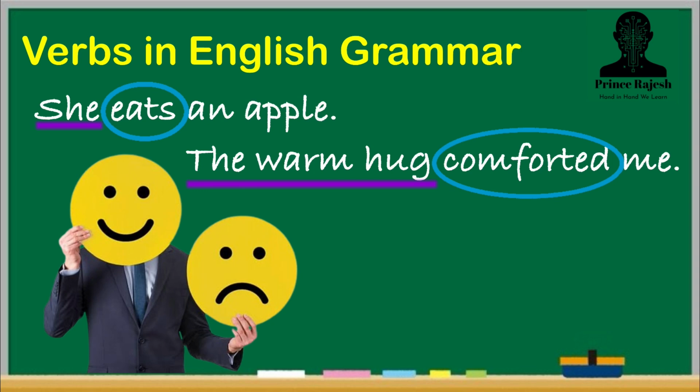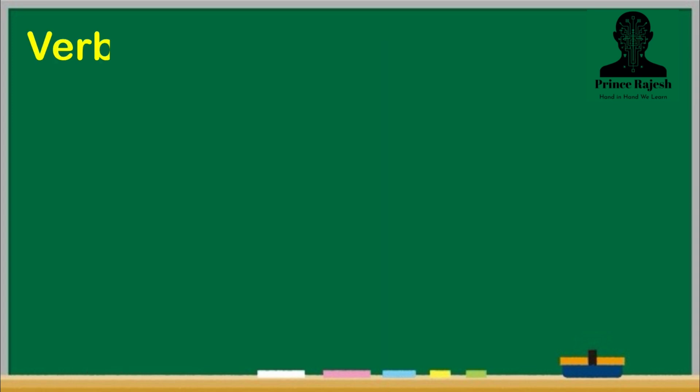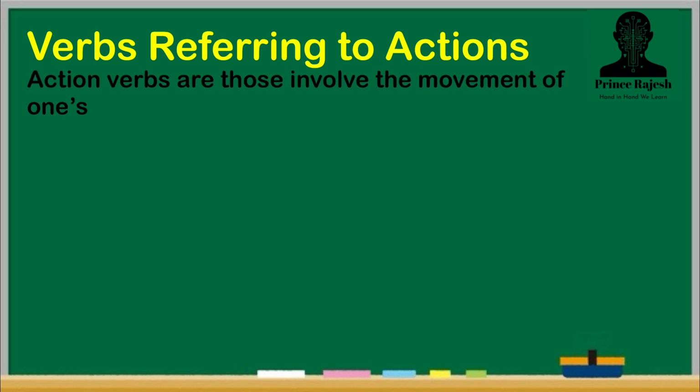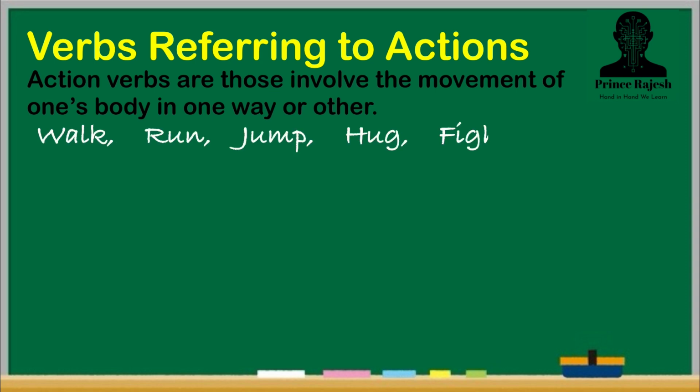Before we get into the lesson, let us first have a look at how verbs can be classified generally according to what kind of action they signify. Verbs referring to actions. Action verbs are those that involve the movement of one's body in one way or the other. Some examples of verbs referring to actions are walk, run, jump, hug, fight.